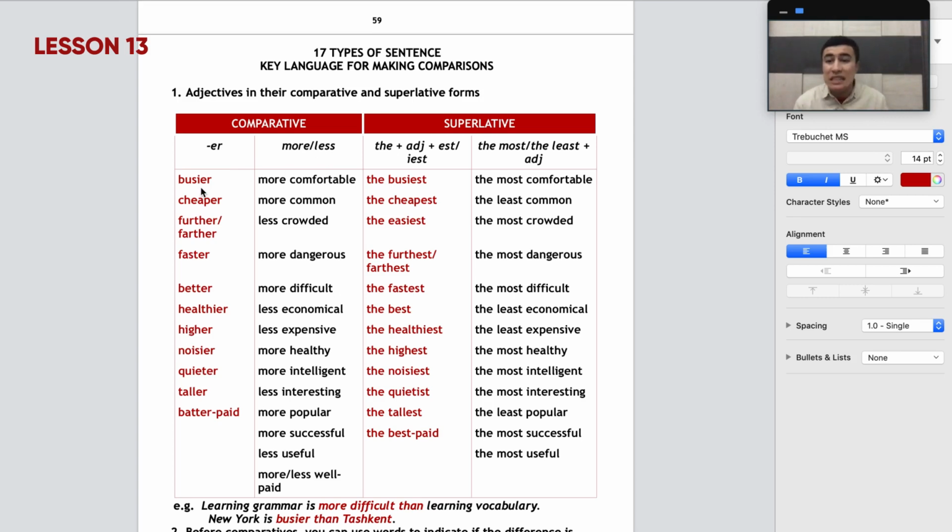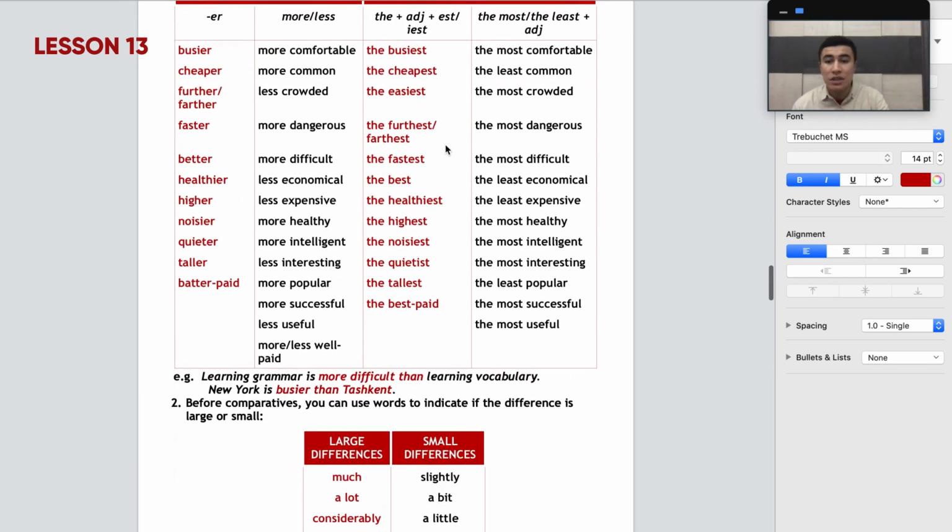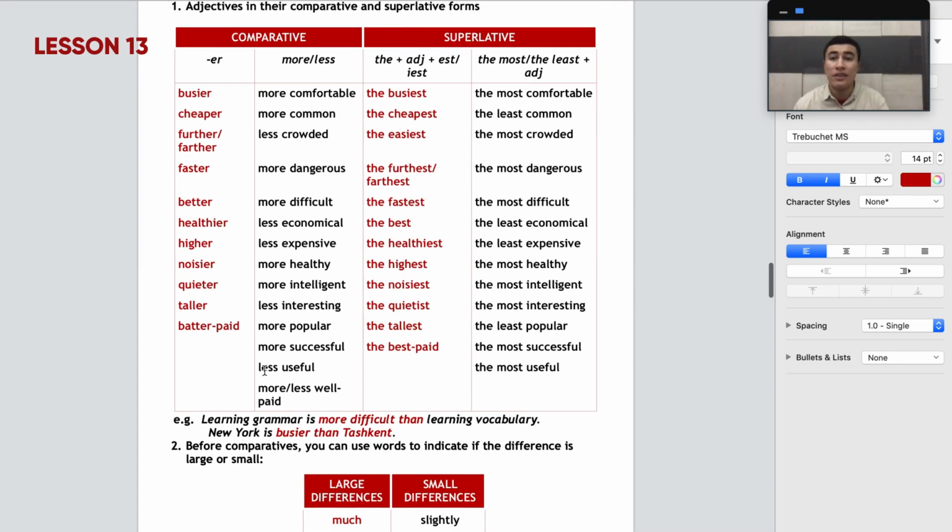So you can say busier, cheaper, faster, better, healthier, higher, or you can say more comfortable, more common, less crowded. And of course, for superlative form, you can use the adjective and add -est, the busiest, the cheapest. Or you can use the most, the least, the most comfortable, or let's say the least expensive. So here you can see how these adjectives in their comparative and superlative form are used.